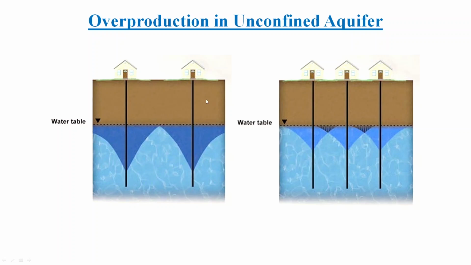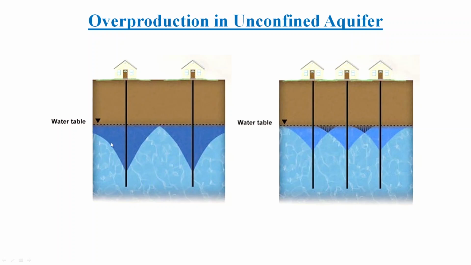Okay, but with increasing population in that area, a couple more houses are present now, and they all have their own pumping wells to dig out water from the aquifers. So now you have 3 or 4 houses continuously discharging water from the aquifers like this.